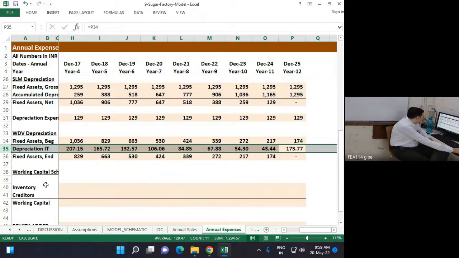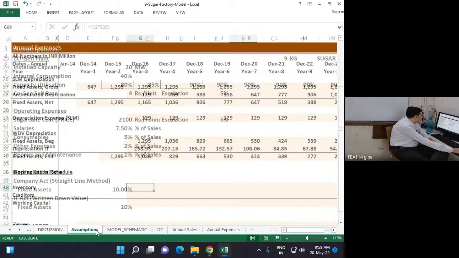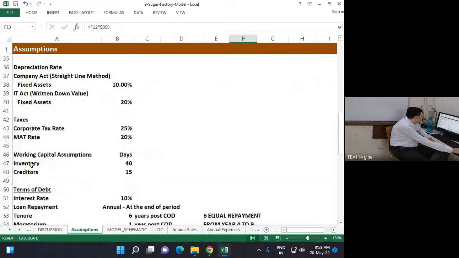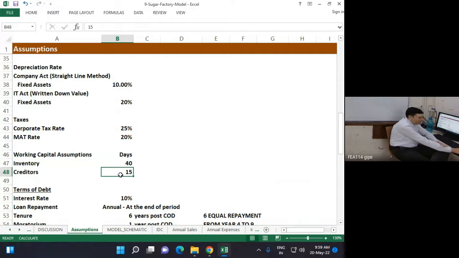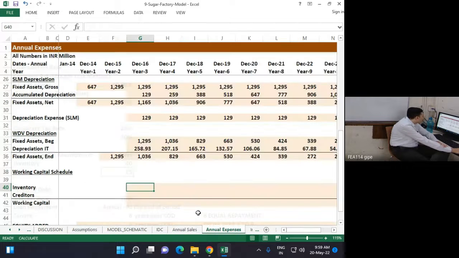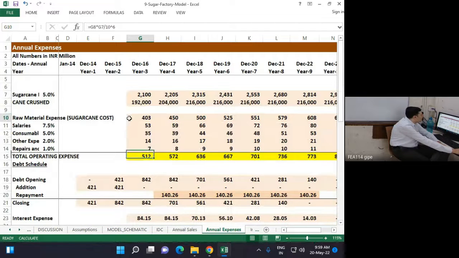Now let's do the working capital schedule. So let me explain. We are going to maintain an inventory of 40 days and creditors of 50 days. Now, our inventory or creditors will be recognized on COGS. COGS that we have found out is for raw material expense only. That is, the raw material expense we will consider as COGS. Others are operating expenses. So your inventory and creditors will be calculated on stock.